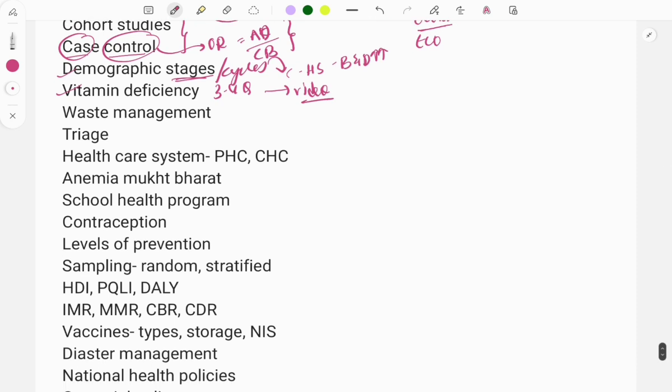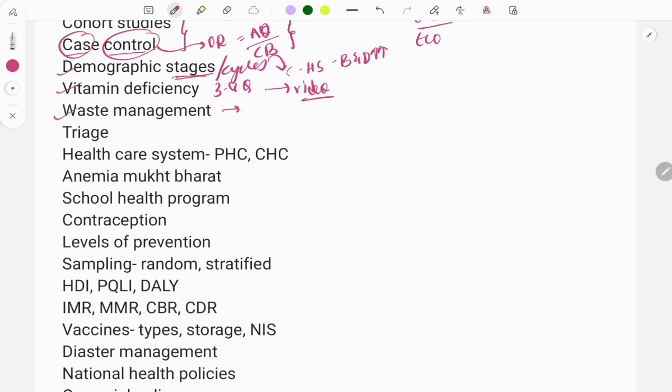Okay. Then moving on to waste management. So using the bags, right? Yellow bag, then red bag, then white bags. Questions are asked on which waste is put in which kind of bag. So let me just give an overview of this. In the yellow bag there will be anatomical waste, animal waste and expired medicines. And we will be treating it by incineration.